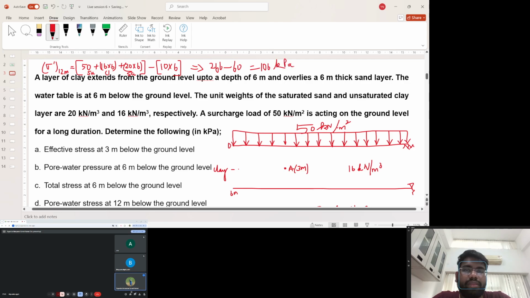Sorry, 206. If you remember last week, we got an answer of around 156 to 158. So due to the effect of surcharge, the difference in effective stress with and without surcharge is the surcharge load only. This is also one of the interesting observations which we get in understanding the effect of surcharge.